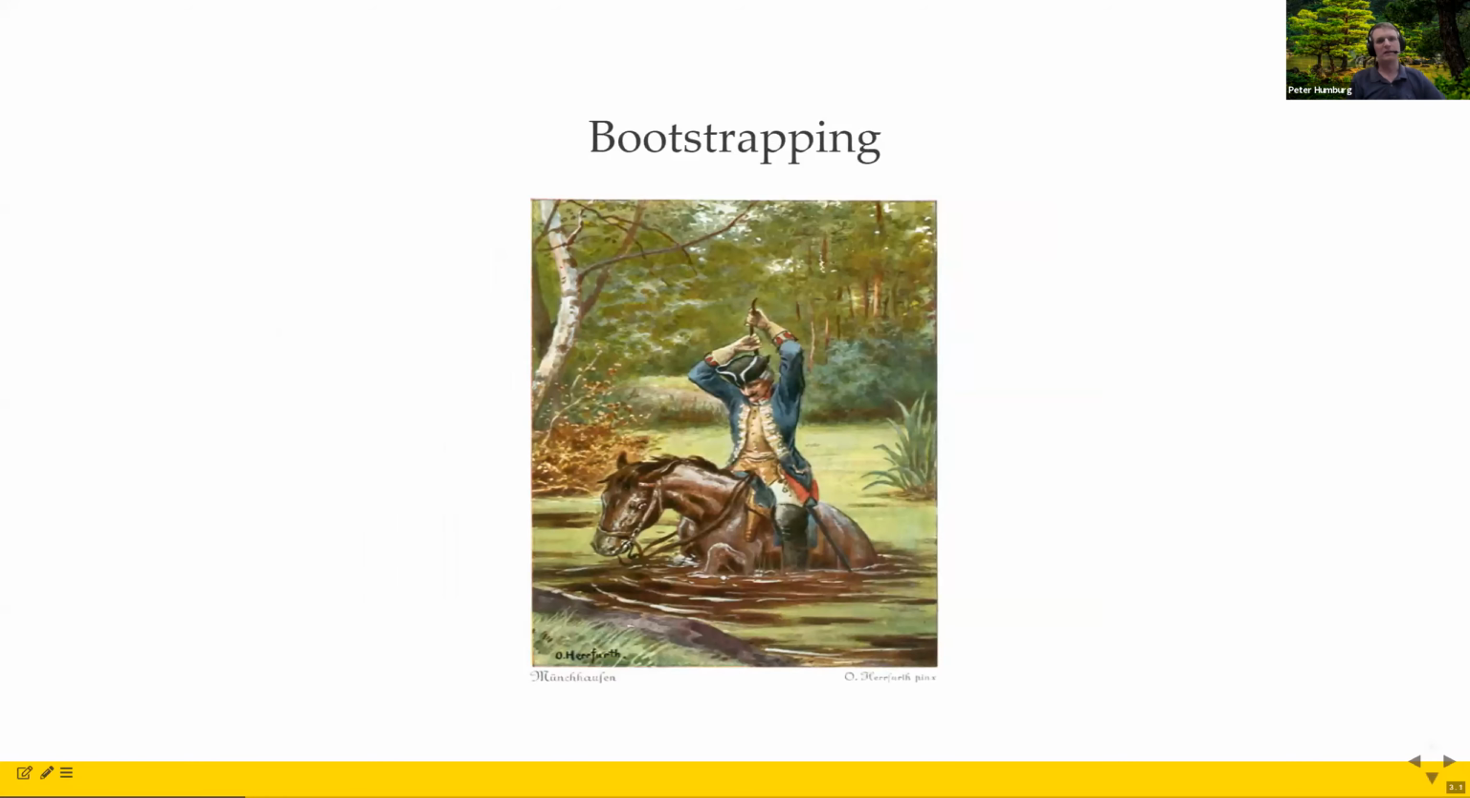Then you might have to make some extra effort, like Baron Münchhausen here, who is pulling himself and his horse out of a swamp by his ponytail, I think. And instead of ponytails, we're going to pull ourselves up by our bootstraps by making the most out of what we've got.